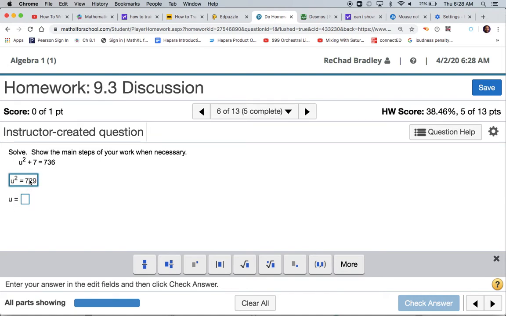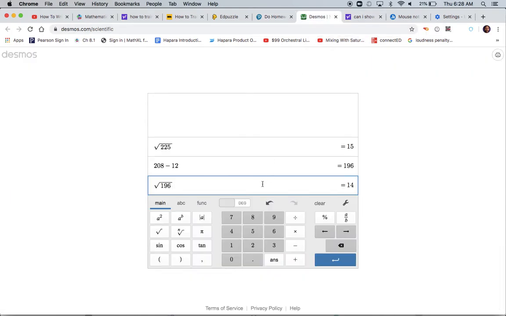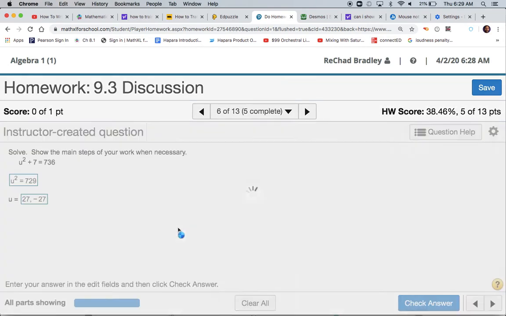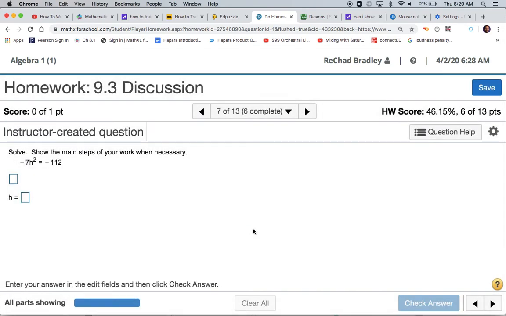Then, of course, you square root both sides. 729, I don't know what that is. I should know what that is. I know it ends in a 3 probably, or 7. I don't know. 27. So 27 comma negative 27. And again, I'm just working these out to show you that this is within your range.